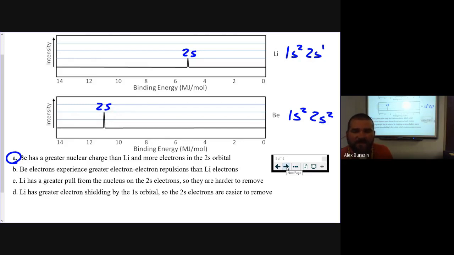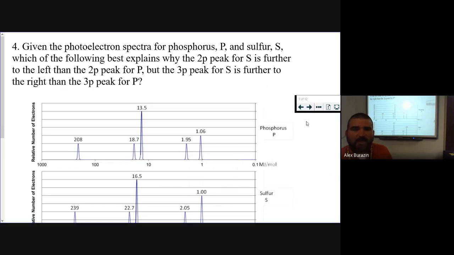And again, if you're a little bit ahead of me or if you want to take a peek ahead and try these other ones, go for it. That's perfectly fine. I'll just slowly but surely plod through them. Okay. Number 4, given the photoelectron spectra of phosphorus and sulfur, which of the following best explains why the 2p peak of sulfur is further to the left than the 2p peak of phosphorus, but the 3p peak of sulfur is further to the right than the 3p peak for phosphorus?